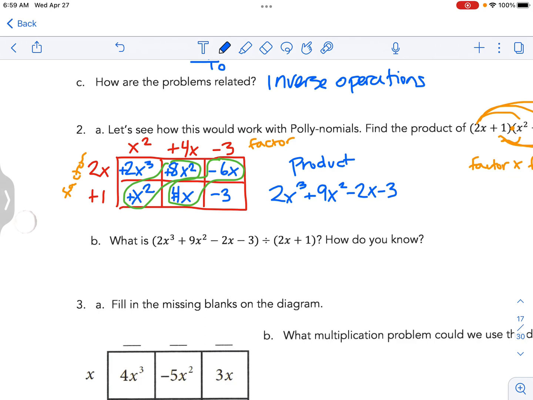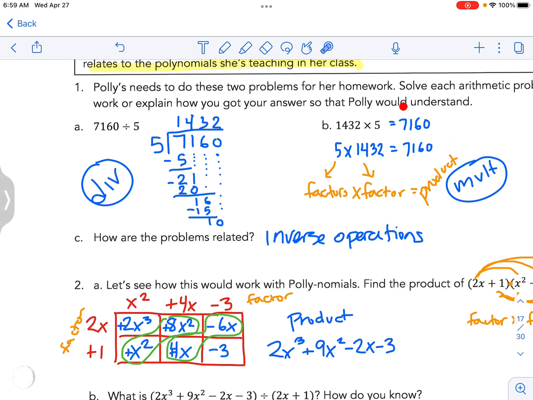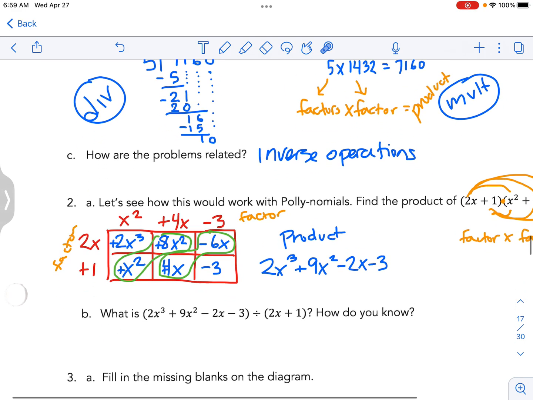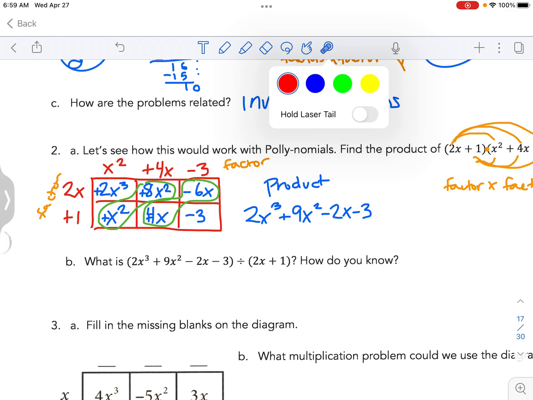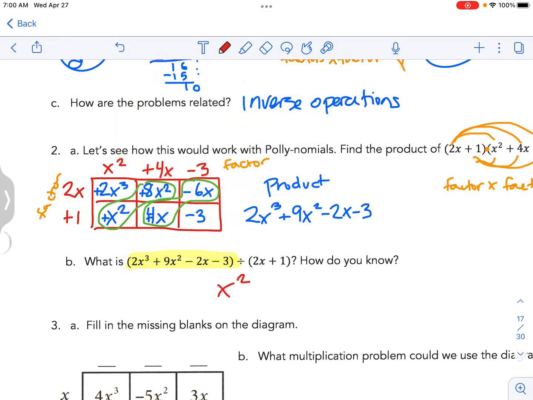So take a look at the next question, and we're going to work this next question kind of like question 1b right here, right? If this is the product, and notice it's right here, then what is the product divided by 2x plus 1? So what is this divided by this? Well, it must be the other factor. So it must be x squared plus 4x minus 3.